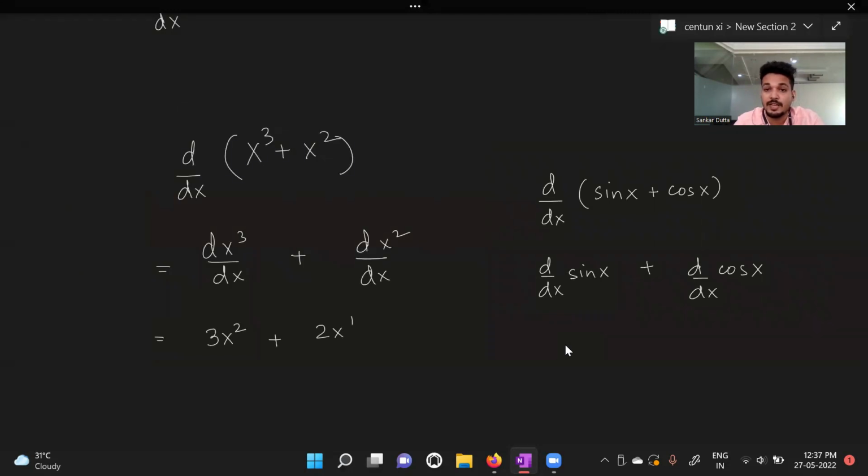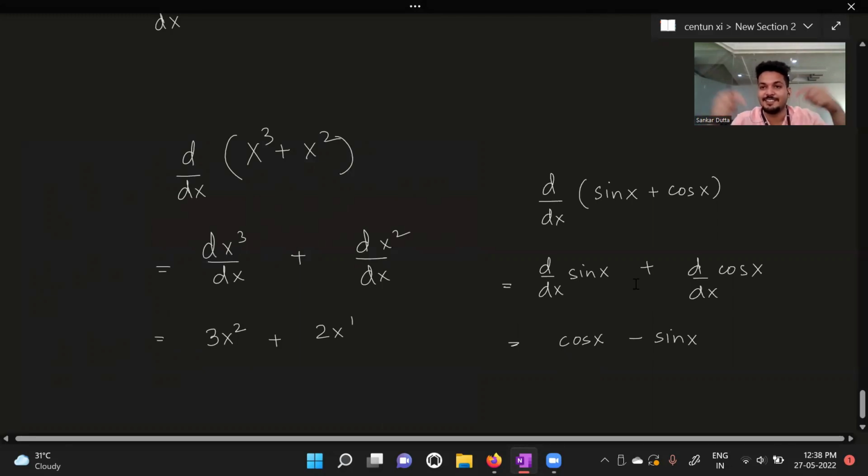What is the differentiation of sin x? It is cos x. And what is the differentiation of cos x? It's minus sin x. So this is the answer. If you are differentiating sin x plus cos x with respect to x, you get cos x minus sin x. Okay, leave in comments if you are able to solve it.